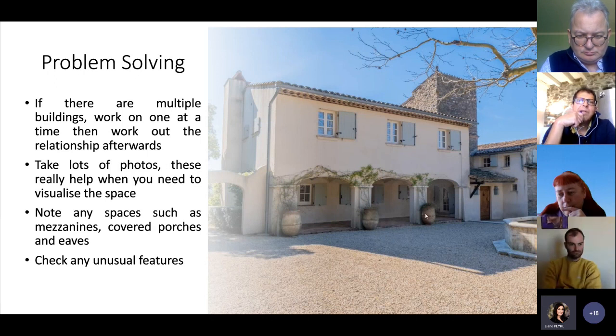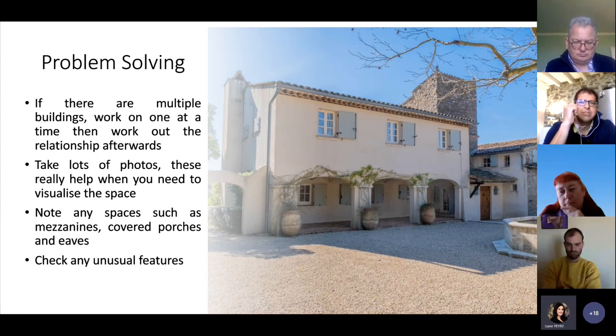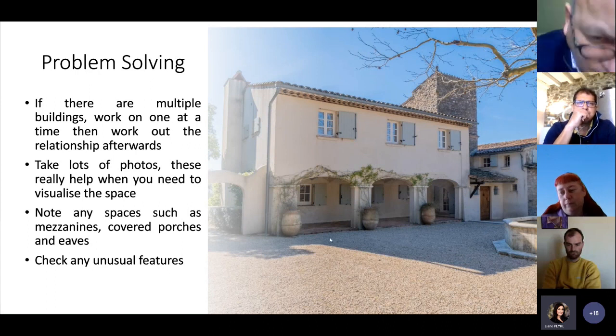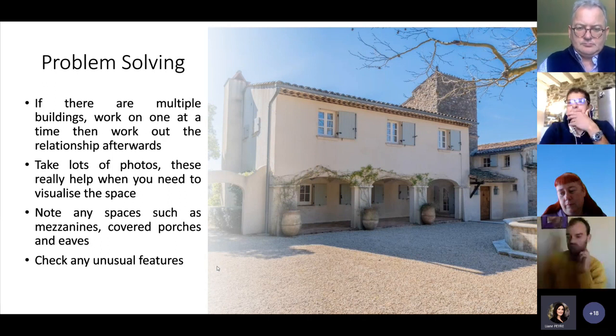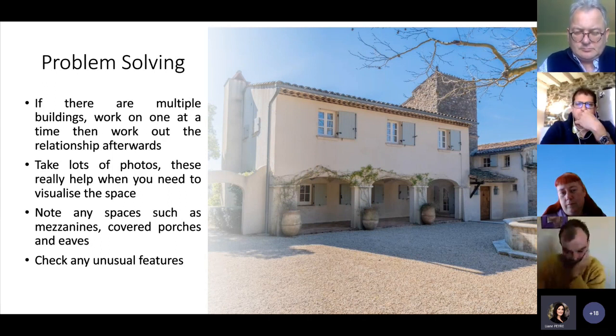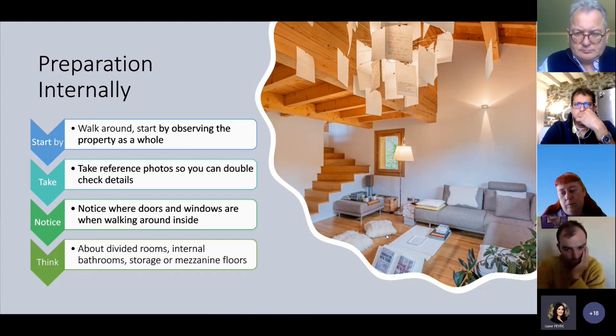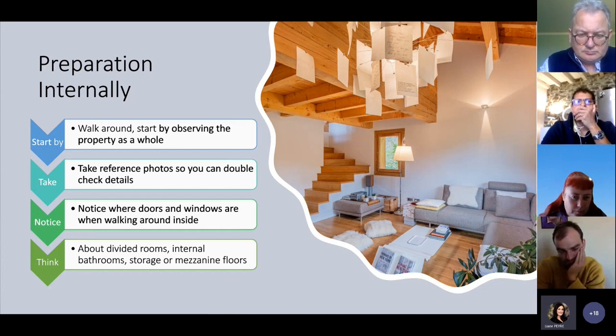Take lots of photographs. You'll be doing this anyway. Reference material is key. There have been multiple times I've gone back home or to the office to draw up a floor plan and completely forgotten where things are. So photographs will really help you during this process. And then just check for any unusual features, and also any features that you think might be a selling point as well, because you want to make sure we include all the really interesting factors on the floor plan as well.